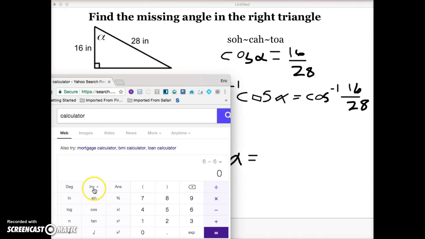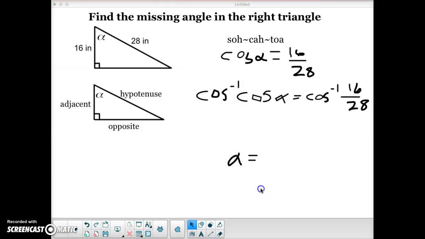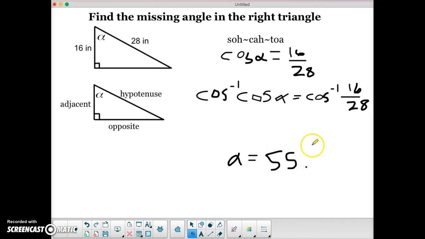So what I'm going to do is I'm going to hit the inverse sign, and then cosine, and then go 16 divided by 28 equals, and it's 55.15. So my answer to this problem is going to be 55.15 degrees. And that is how you find the angle of a right triangle when you know two side lengths.